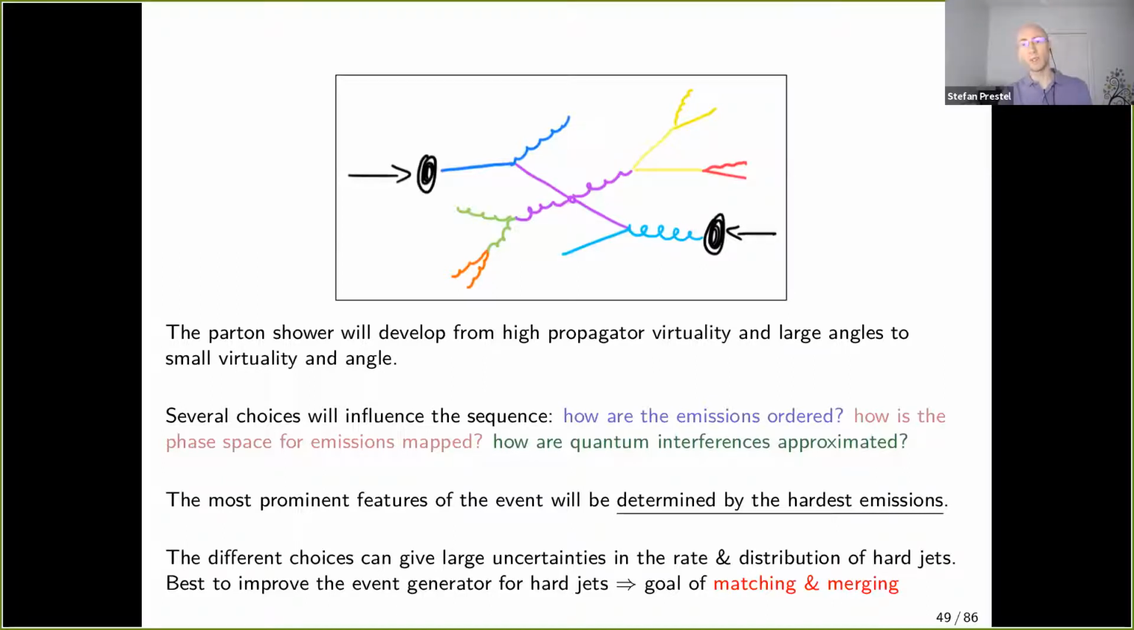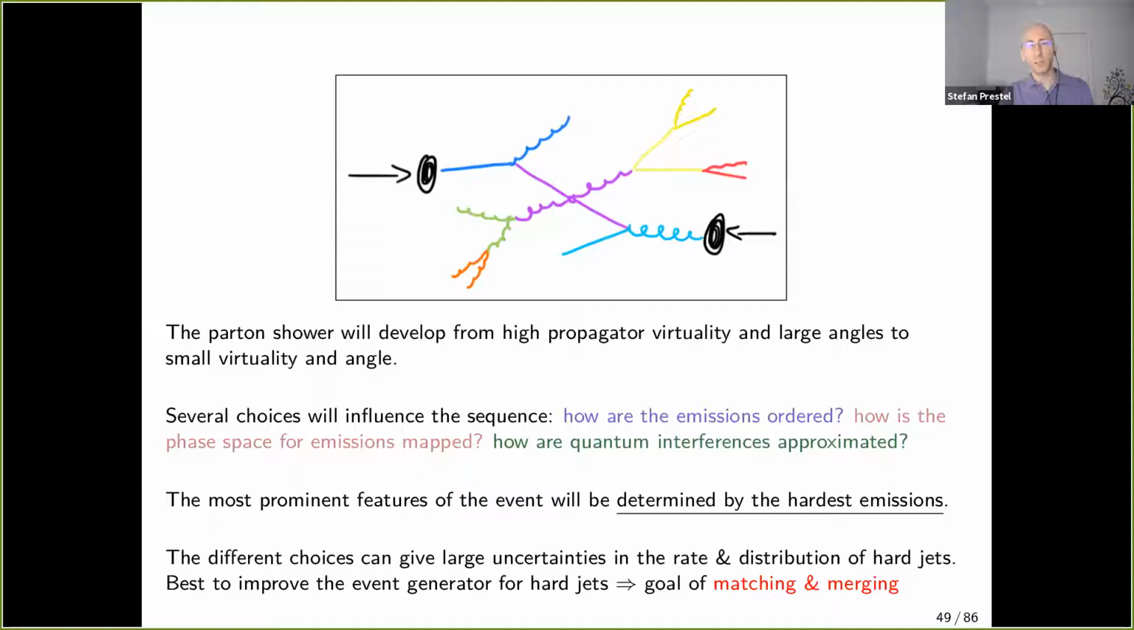One of the key choices is how do you order these emissions? I say in the first sentence that things move from high propagator virtuality and large angles to small propagator virtuality and small angle. So would you want to order these emissions in terms of propagator virtuality alone, or only angles alone, or a mixture thereof? For example, a transverse momentum.